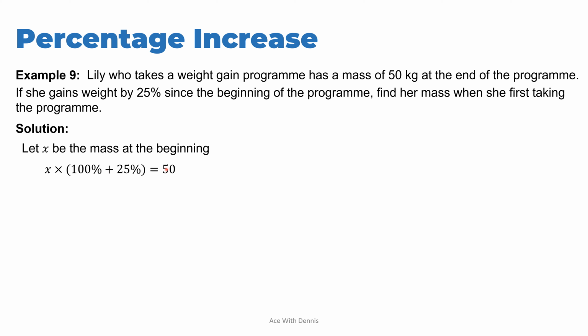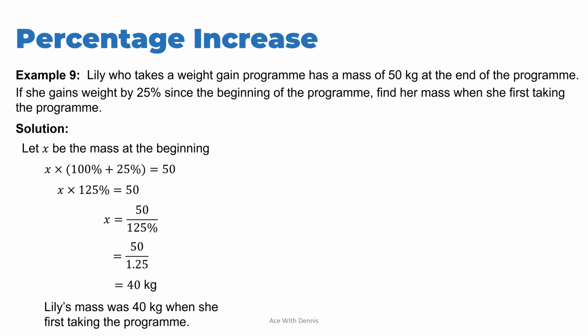Times the x, which will be the original mass or the beginning mass. Then from here, we can solve this equation, right? 100% plus 25% is 125%, so x will be 50 over 125%. The 125% you can change to decimal, which is 1.25. So 50 over 1.25, and the answer is 40 kilograms. So to answer the question, Lily's mass was 40 kilograms when she first took the program.